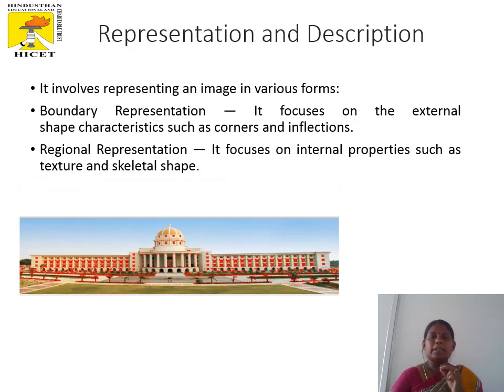Next, representation and description. It involves representing an image in various forms. The boundary representation and regional representation are the two techniques used in representing and describing, and boundary representation focuses only on the external shape characteristics such as the corners and inflections of the diagram, and regional representation focuses on internal properties such as textures and skeletal shape, which have been shown in the diagram.